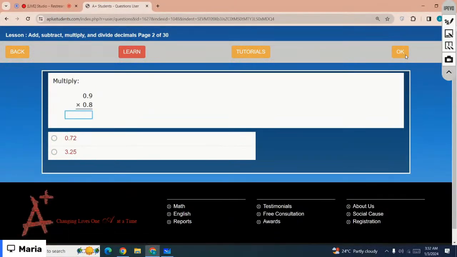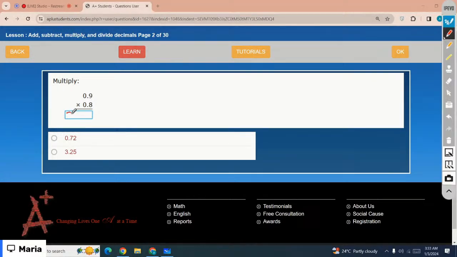Okay, the next one is multiply 0.9 times 0.8. So just multiply them without the decimal. Both numbers have one decimal place, so the answer must have two decimal places. When multiplying, the decimal places are added. That means you need to put a decimal point after two decimal places. So 1, 2, you need to put a decimal point over here and 0 over here. So that is 0.72. Got it? Option 1 is the correct option, that is 0.72.